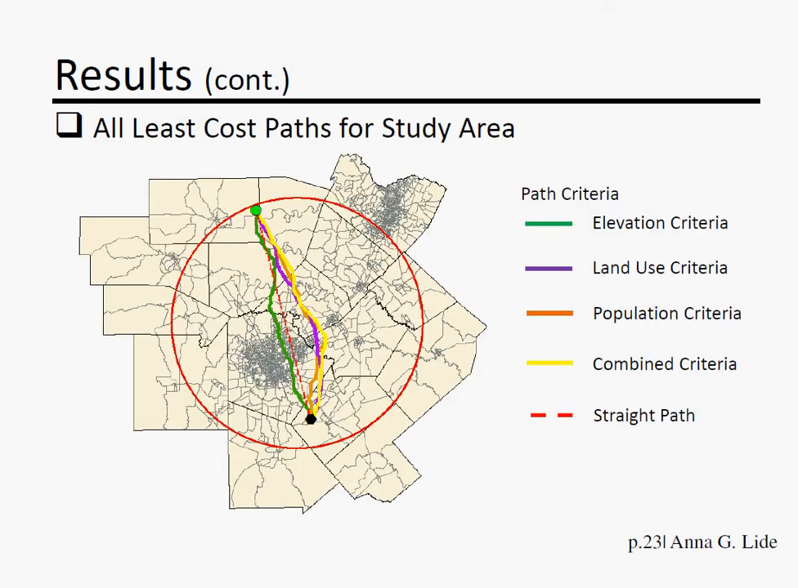The paths found in the analysis were overlaid onto the 16 county study area for comparison, along with a straight line path from source to destination. When the elevation criteria alone was used, the route found went through the highest population area. The land use and population criteria went around the highly populated areas and highly developed areas, as did the combined criteria.